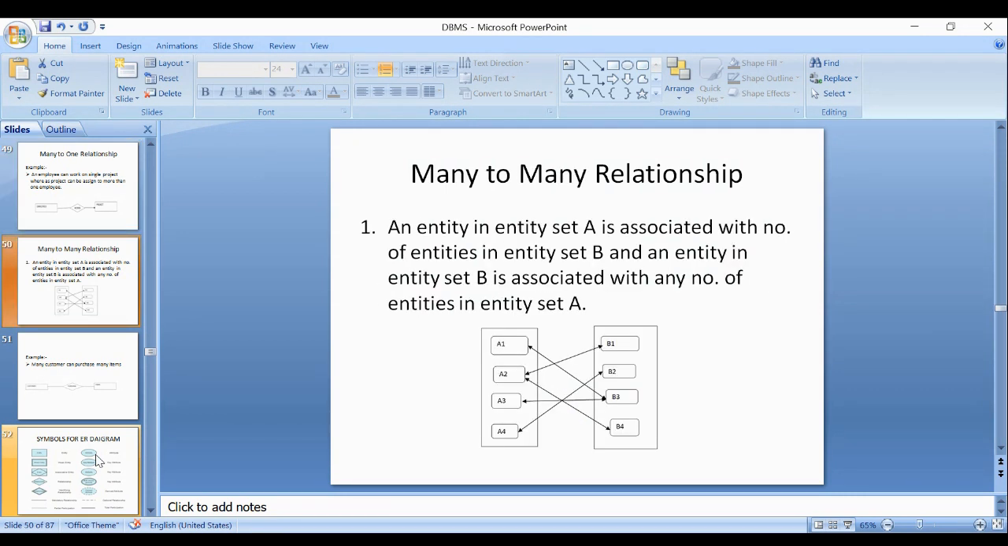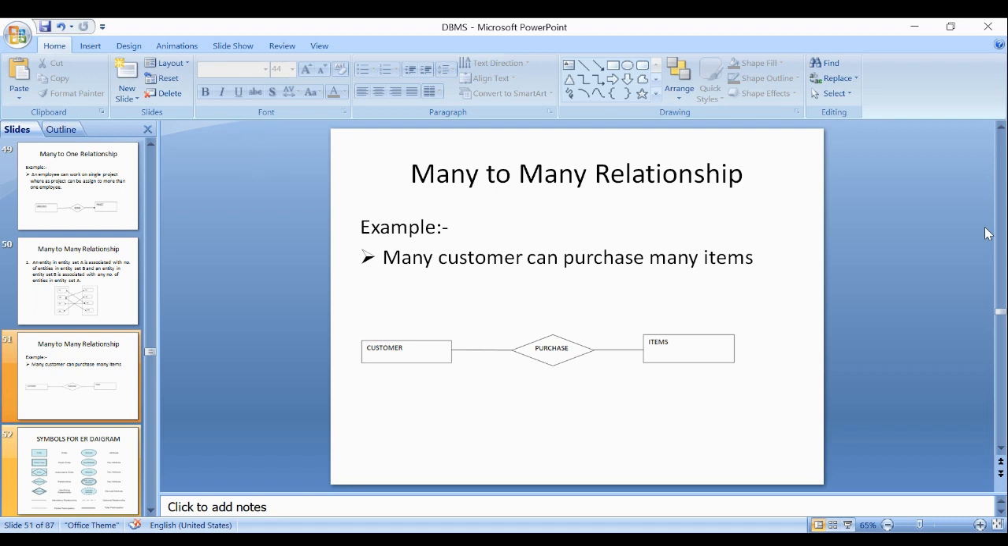Now coming to the last one, that is many to many relationship. An entity in entity set A is associated with any number of entities in entity set B, and an entity in entity set B is associated with any number of entities in entity set A. Coming to the example of many to many relationship, many customers can purchase many items.